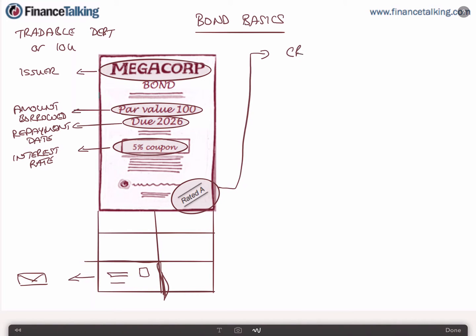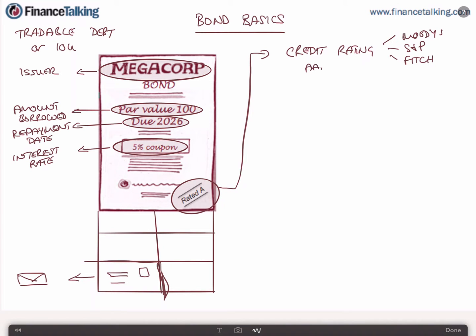So I'm going to put credit rating. And we said that the rating agencies are people like Moody's, Standard & Poor's, S&P, and Fitch. They're some of the biggest. And those rating agencies will rate the bond according to the probability of default. That's the probability that something will go wrong, like the company won't pay its interest or it won't be able to repay the bond in 2026.